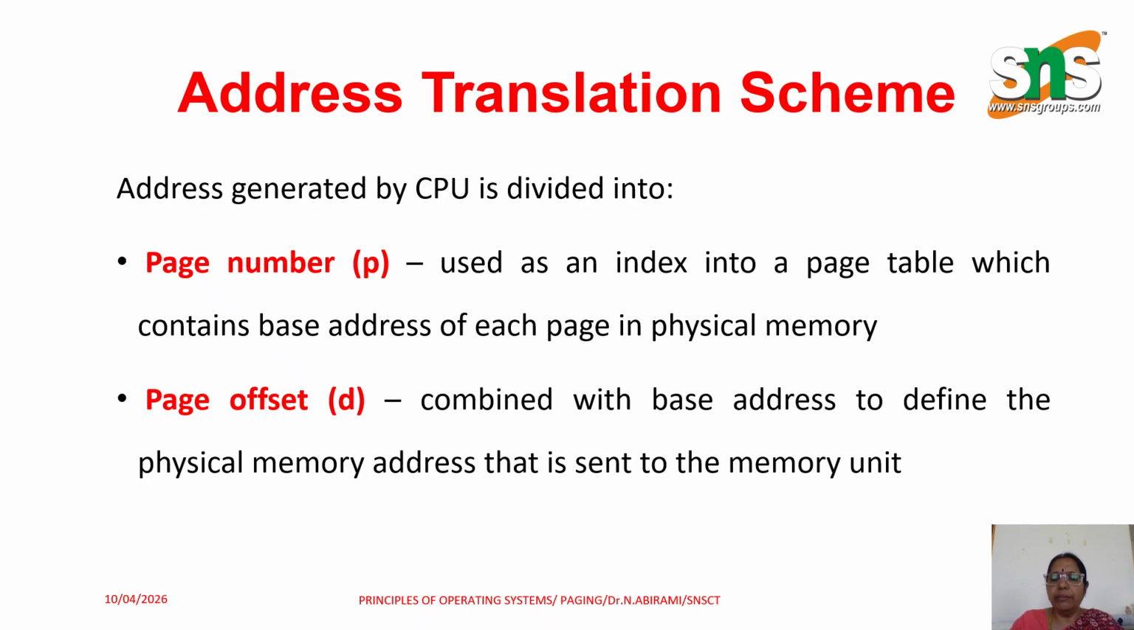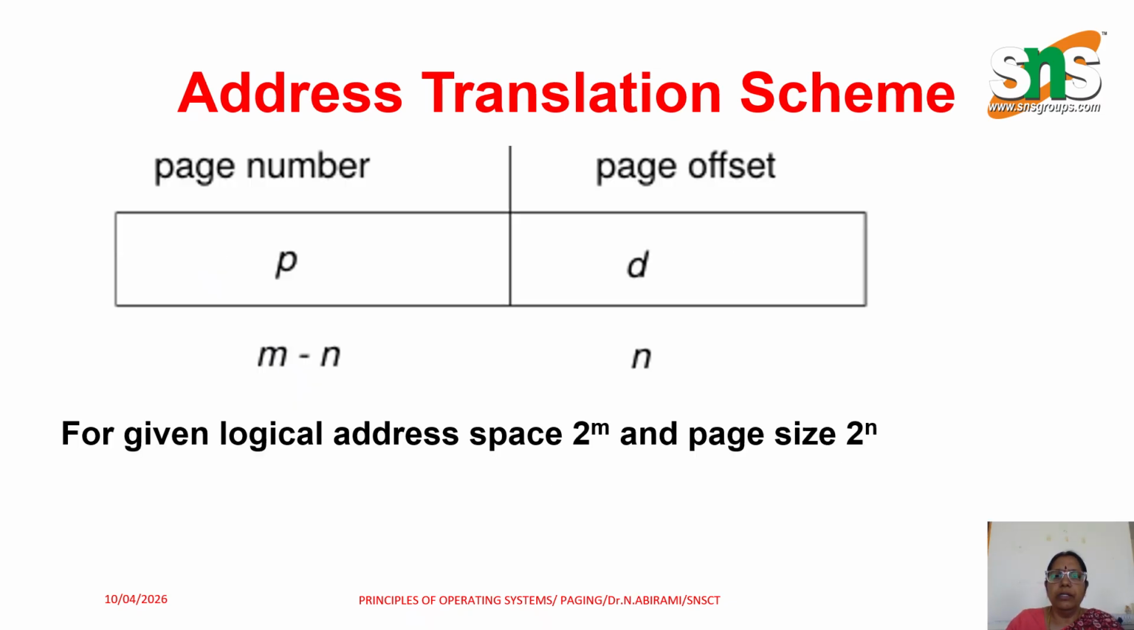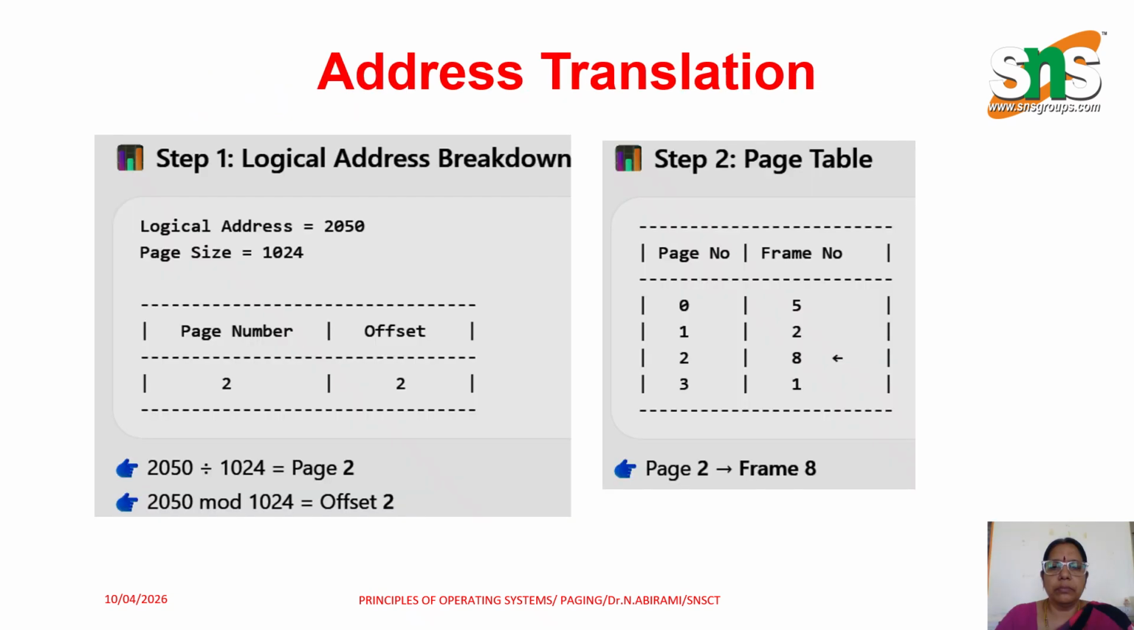So a page number plus an offset gives you the actual logical address at the CPU end. The pictorial representation shows clearly the page number P and the offset D. For a given logical address space of 2 power m and page size of 2 power n, the page number P is m minus n bits and the page offset D is n bits.